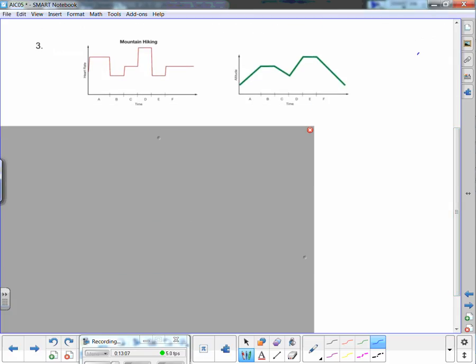All right, I want to look at 3. 3 is doing mountain hiking, and the first graph is time and heart rate. So notice the heart rate goes up steeply in the beginning, right? Then the heart rate stays the same.